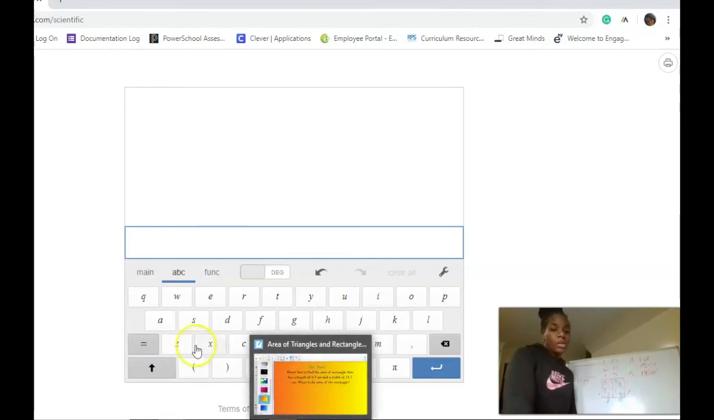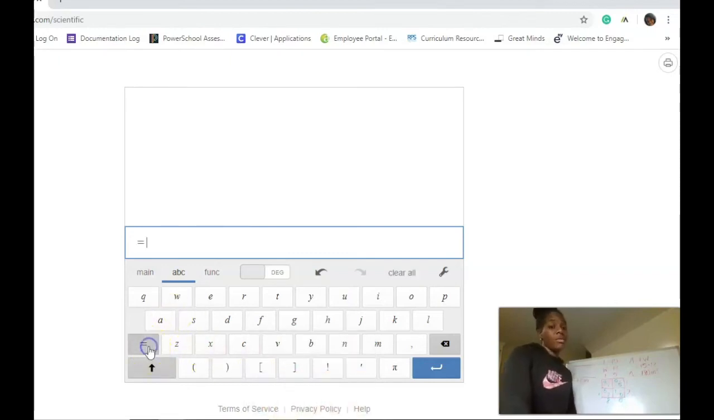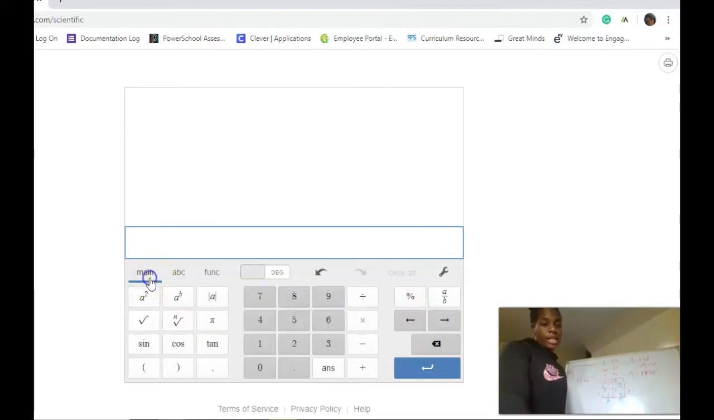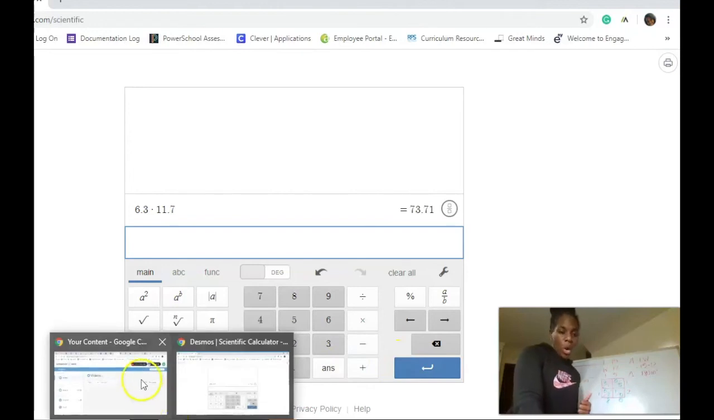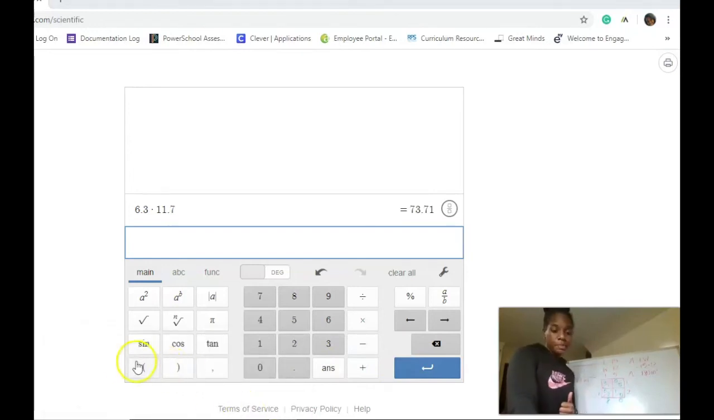All right, so I can go ahead and program it in, or I can manually type this in. So I can say 6 and 3/10 times 11 and 7/10, and my answer comes out to be 73 and 7/100. So if you got that same answer, great job. If not, it's okay. You keep practicing and we will all get there together.